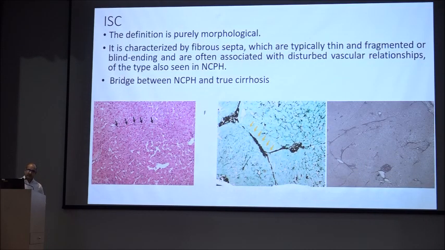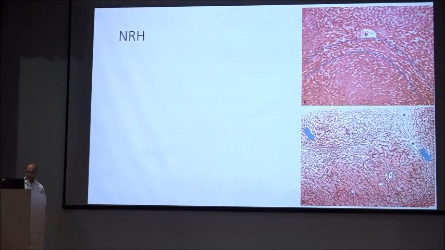The third thing is incomplete septal cirrhosis. This is a purely morphological definition, and it is characterized by very thinned-out fibrous bands, septa or bridges, which are inactive, not showing any inflammation. Myofibroblastic proliferation is also not there, and these are broken in between, and they are blind-ending fibrous septa. Then we will say this is incomplete septal cirrhosis, and basically it is a bridge between NCPH and true cirrhosis.